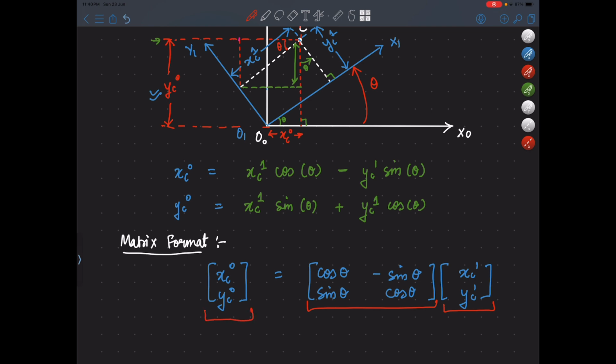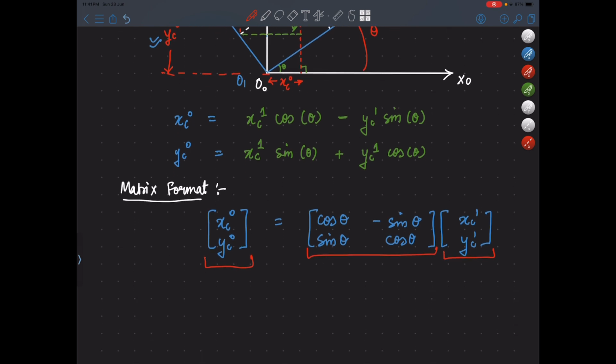So it's a very clean expression, and we can write it in shorthand notation or in vector form. This is called a rotation matrix, because this matrix causes rotation of a vector by some angle theta. It is represented by R, rotation of frame 1 with respect to 0, into the coordinates with respect to 1.